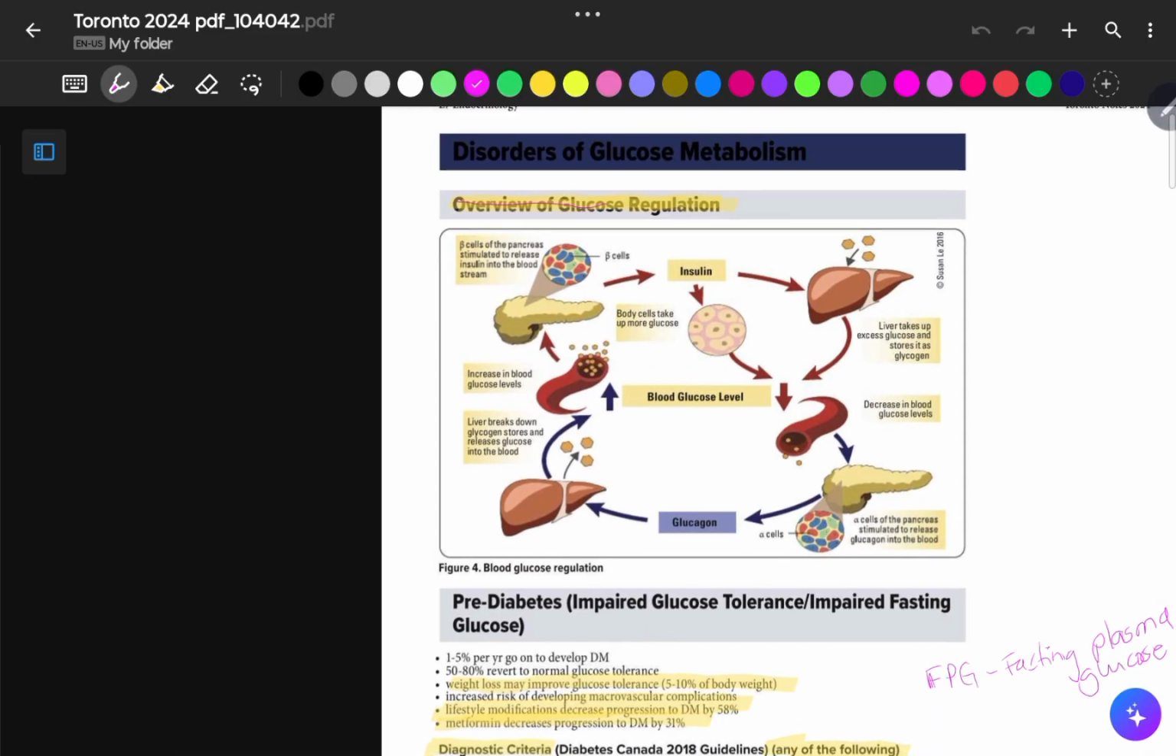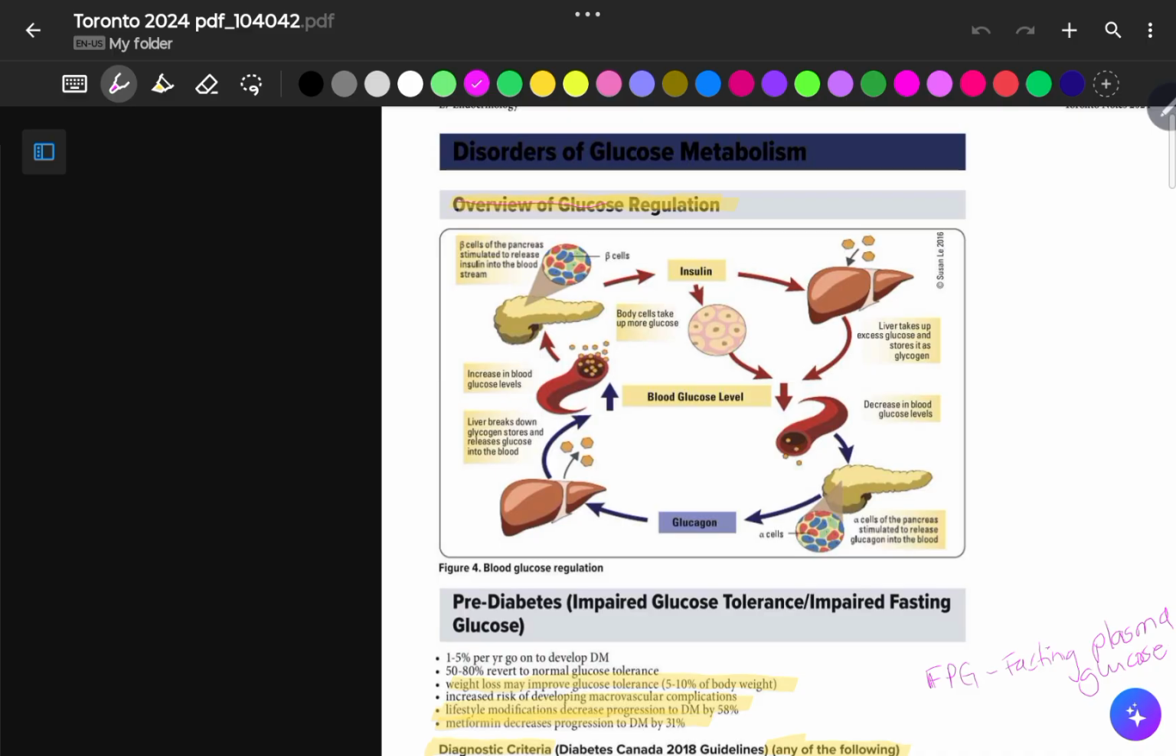Next, we're going to talk about disorders of glucose metabolism. This is an overview of glucose regulation. What happens when you have an increased glucose level in the blood? When your glucose is high in the blood, the beta cells of the pancreas are stimulated to release insulin into the bloodstream. Beta cells are responsible for insulin, alpha cells are responsible for glucagon.